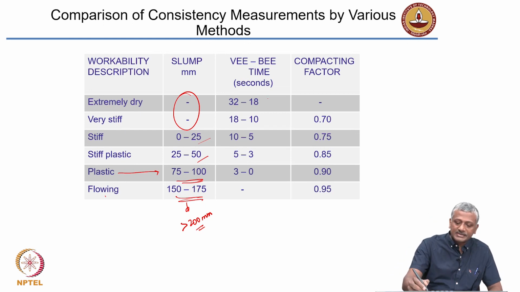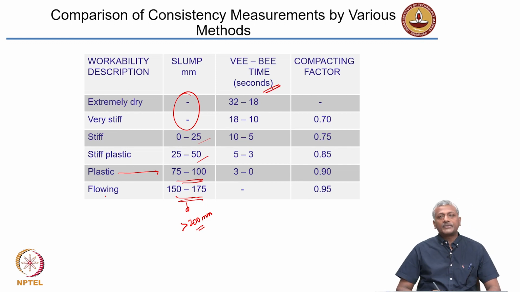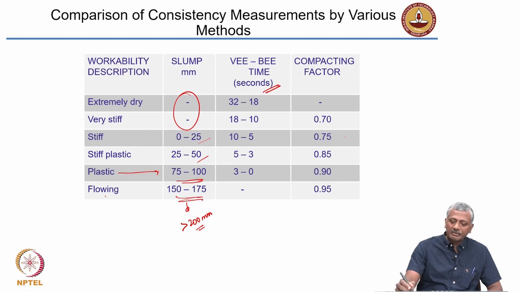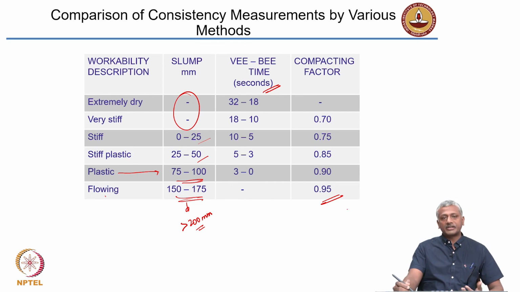So in such cases, as I said, you need to measure the VB time in seconds, and that defines the workability of such extremely dry mixes. Again, the relative values of compaction factor are given here. As I said, for a highly workable concrete, you will have a very high compaction factor.